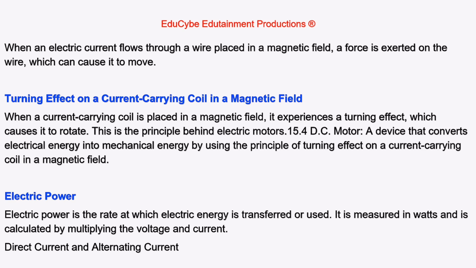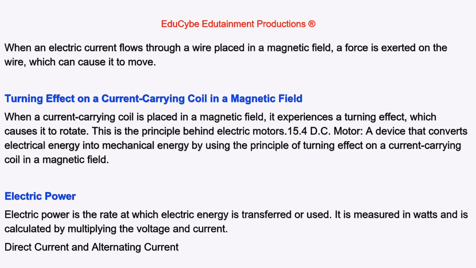Turning effect on a current-carrying coil in a magnetic field. When a current-carrying coil is placed in a magnetic field, it experiences a turning effect, which causes it to rotate. This is the principle behind electric motors.